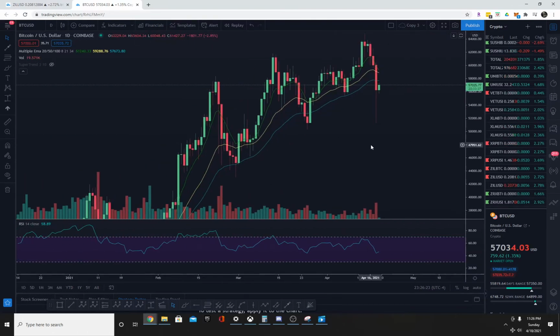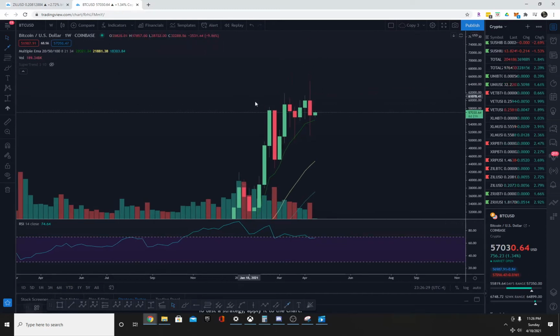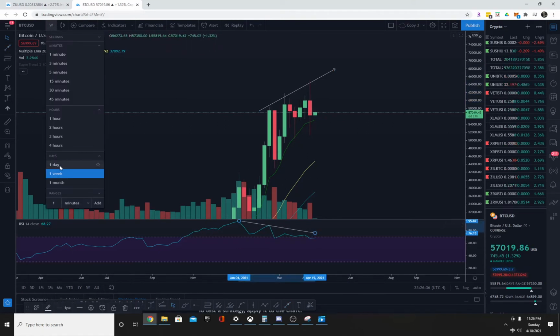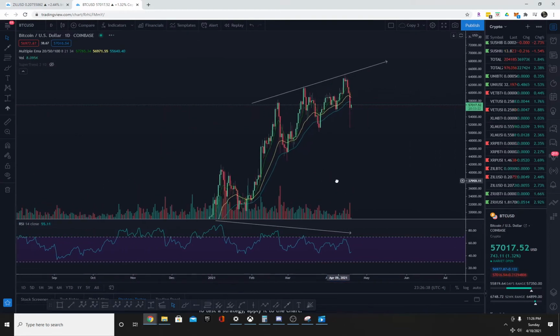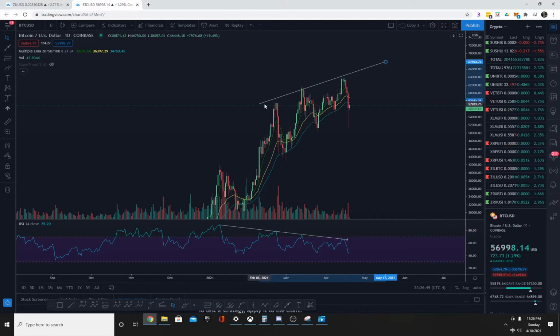I guess we can just read it from here on the current price action. As you can see, as Bitcoin was trending up, RSI was trending down. That means Bitcoin was losing strength. And you can call this bearish divergence because the RSI was diverging from the price action.